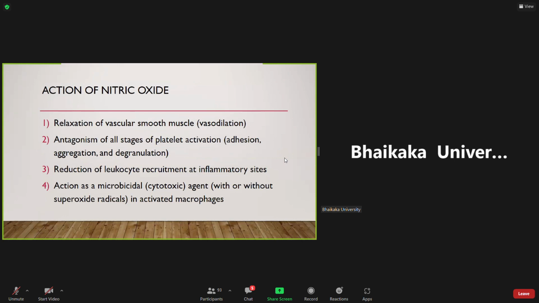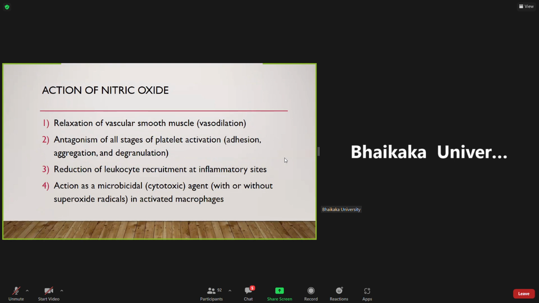Then you have antagonism of all stages of platelet activation. What happens with platelet activation? Cellular adhesion, aggregation and degranulation happen. So nitric oxide antagonizes this process. Then on the other hand, it also causes reduction of leukocyte recruitment at inflammatory sites.